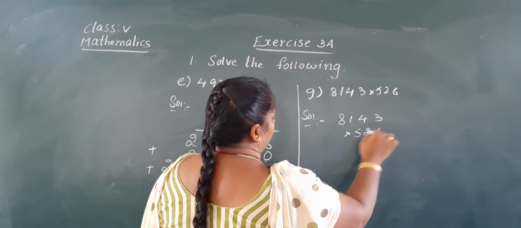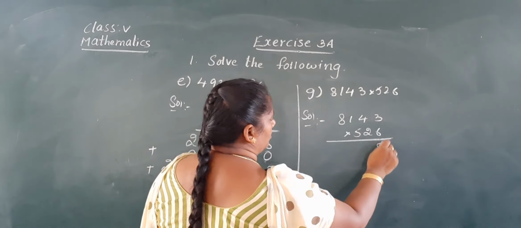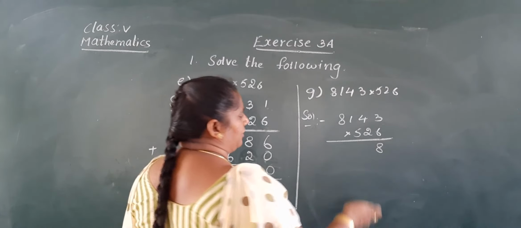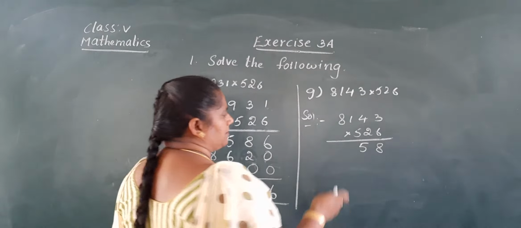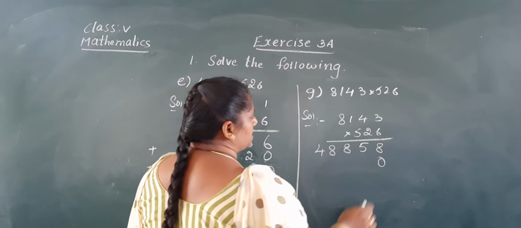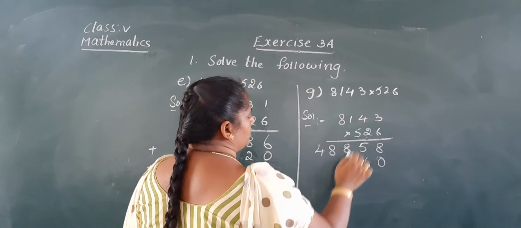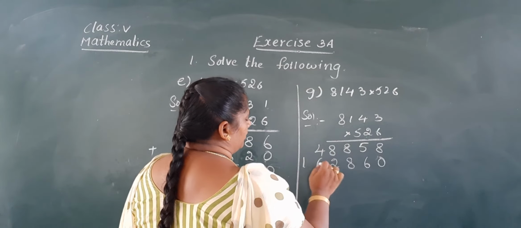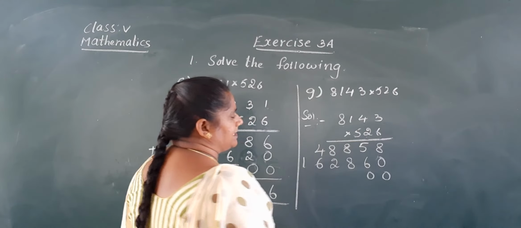Now, multiply by 6. 6 3s are 18. 1 in hand, 8 is down. 6 4s are 24 plus 1, 25. 2 in hand, 5 is down. 6 1s are 6, 7, 8. 6 8s are 48. Finish. Close the ones place. Start at tens. 2 3s are 6. 2 4s are 8. 2 1s are 2. 2 8s are 16. Finish. Now, ones, tens. Now, start at hundreds place.